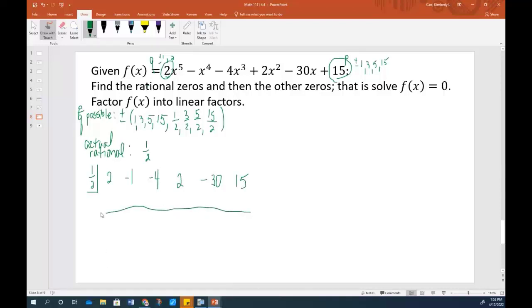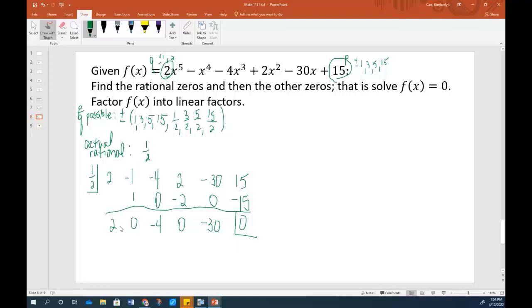Ooh, I wish I could draw a straight line on this little board. Okay. Bring down the 2, times 1/2. Add, times 1/2. Add, times 1/2. Add, times 1/2. Add, times 1/2. Add. So if this was an x to the 5th, and I've taken one root out, what I have down here now represents an x to the 4th.